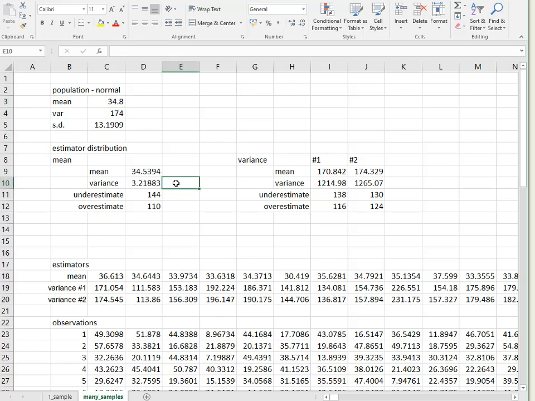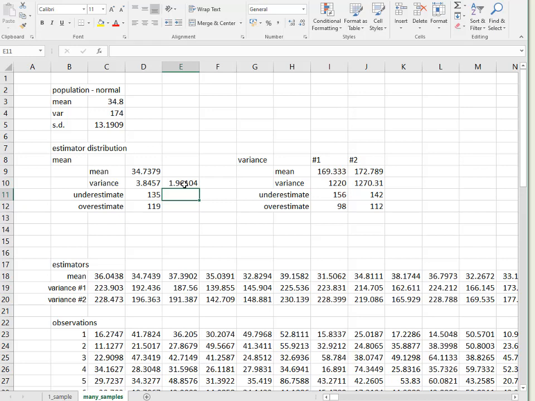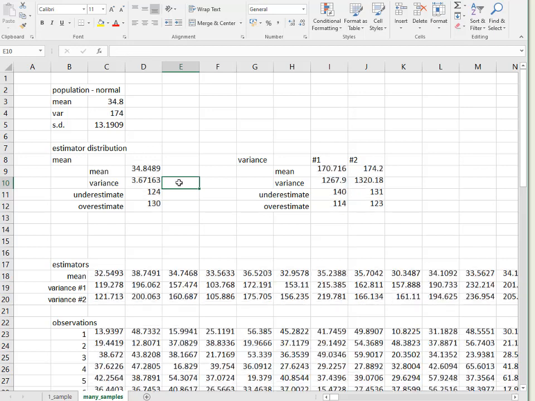So I should put the standard deviation there. The standard deviation, oh no, okay. Square root, that's the standard deviation of that, 1.9. So if you double that, it's about 4. So more than 90% are within 4 of that, so it's quite close.